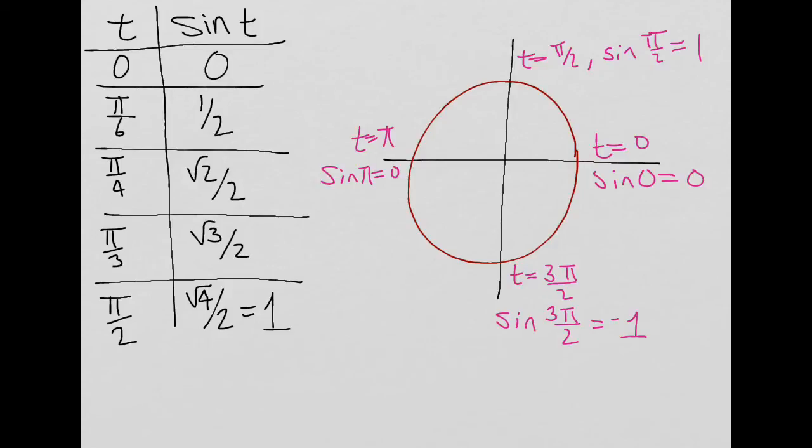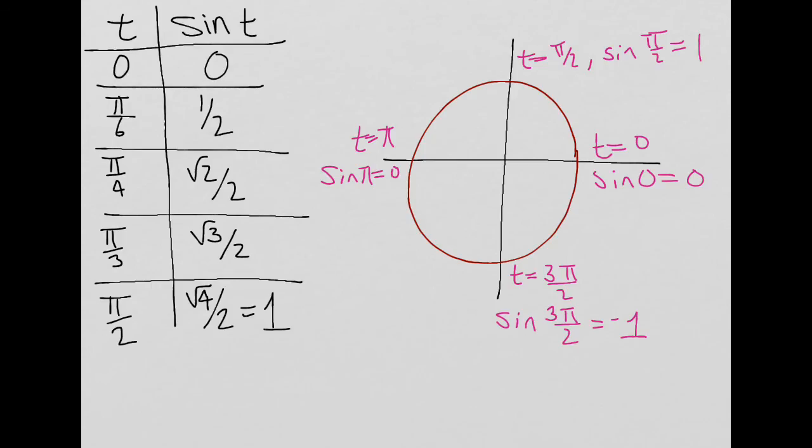So let's see if I can put that all together. So there's my origin at 0, 0. Here's 2 pi. Let's put 1 pi halfway in between. 3 pi over 2. Pi over 2. And we know the function goes back and forth between negative 1 and 1.